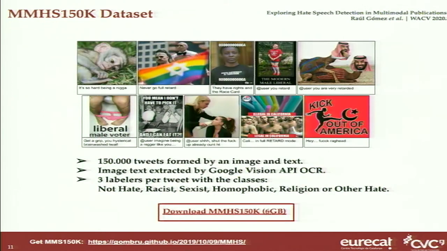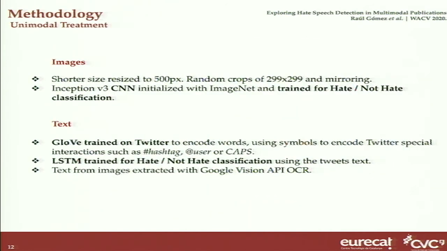This data set is available for download. It contains 150,000 tweets, all formed by an image and a text, the raw annotations, and also the text extracted from the image by the OCR. So if you are interested in the task, you can get the data set at this link here. Okay, so let's go to the experiments.